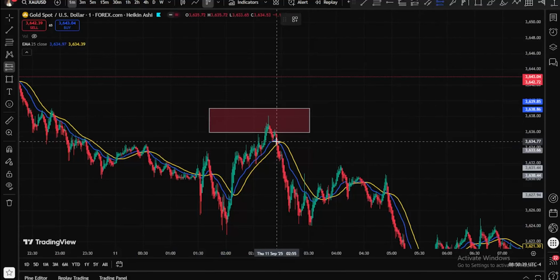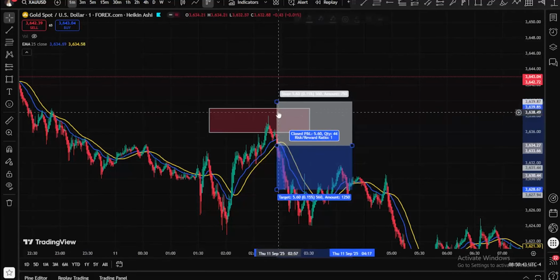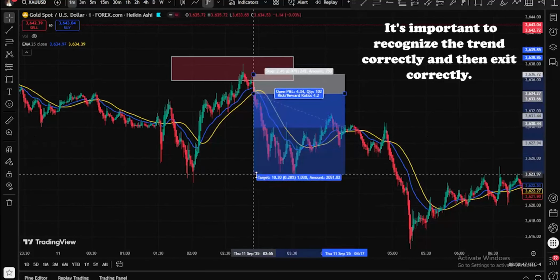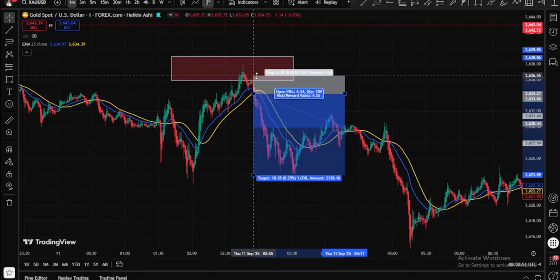Stop loss. For buying, the stop loss should be slightly lower than the EMA 25 or the last Fibonacci level. For selling, the stop loss is slightly higher than the EMA 25 or the Fibonacci level.